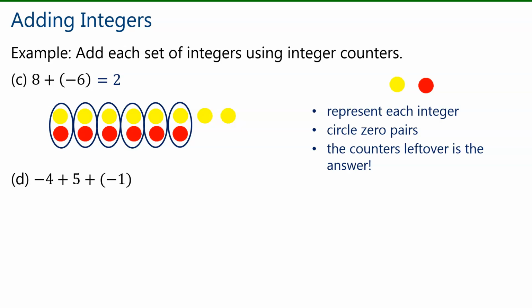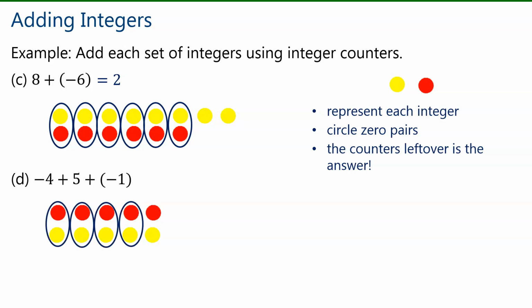Now in D we have 3 numbers to add. So let's start by representing each integer with counters. Here we have -4. Then we're adding 5 to that, so let's use 5 yellow ones. Now we need to add another negative tile, so right here. If I circle all the pairs, this time they would all be circled. So now what is left over? 0.